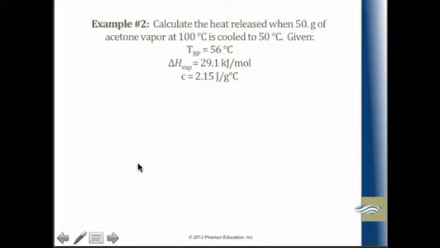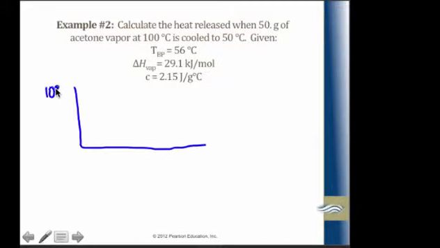So let's draw a picture before we do this calculation. We start at 100, we end at 50. And I would just draw this in advance. We know there's a plateau at 56. That's the condensation time. I'm going in reverse, so this is now condensation. It's all acetone vapor, cooling to 56, and then cooling further to 50. So we see we have to handle this in two chunks.